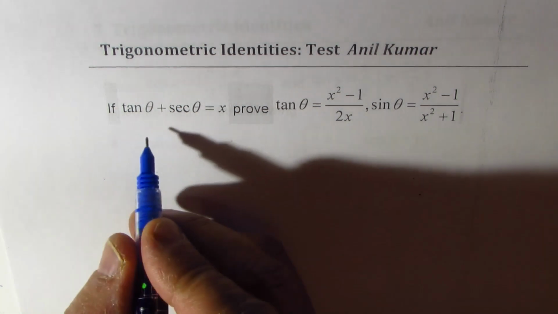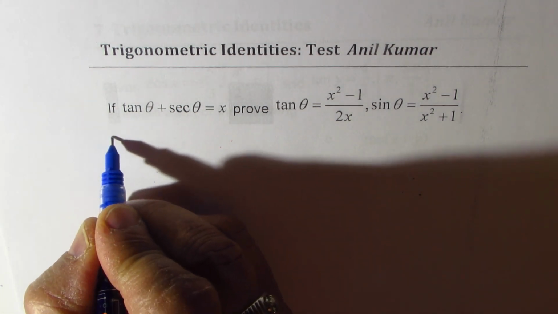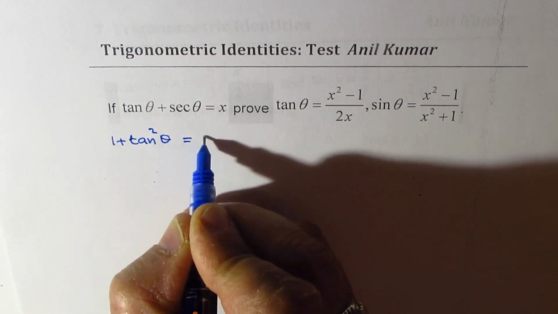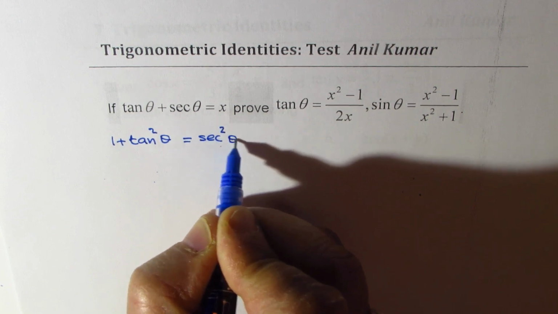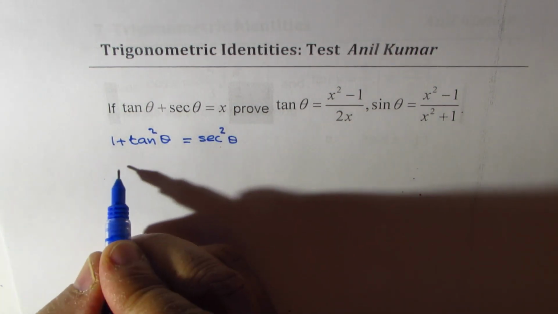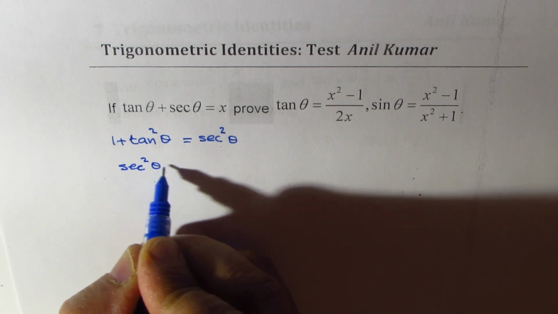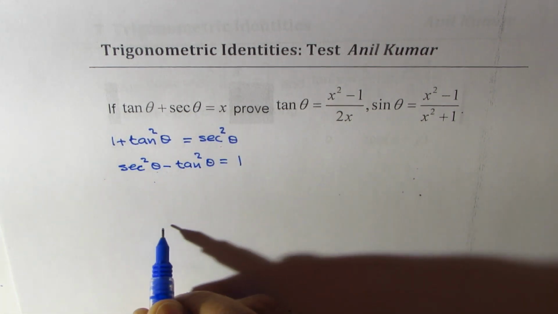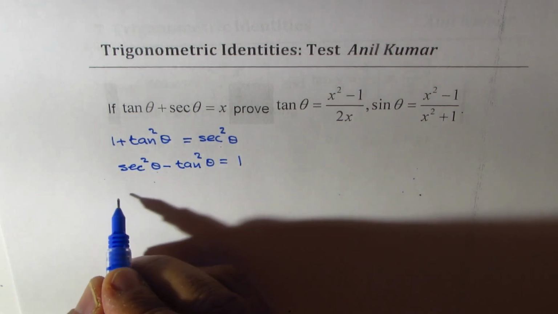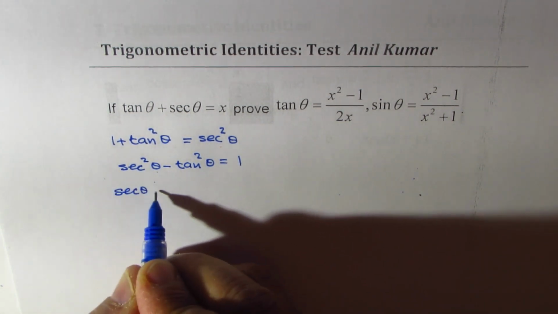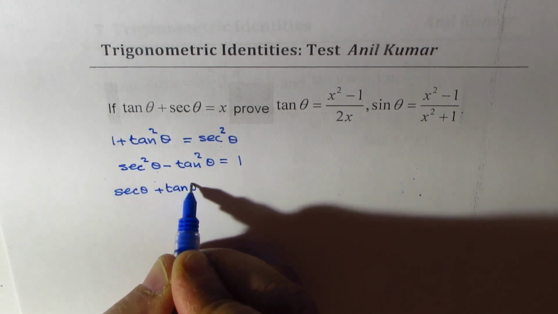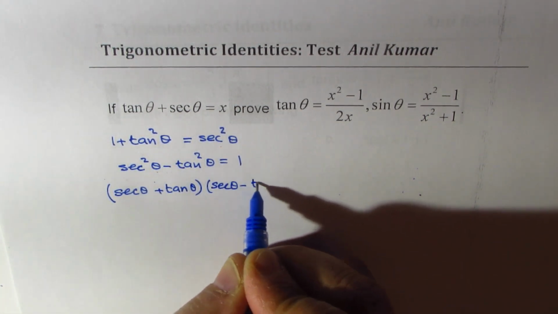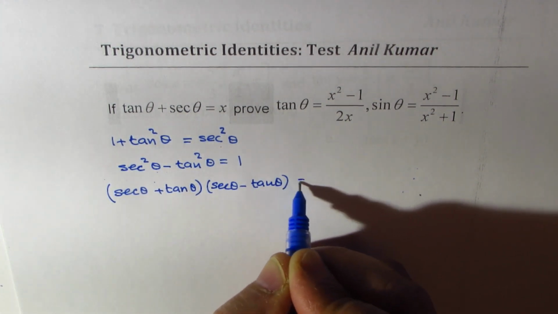Well, you remember one identity, which is 1 plus tan square theta equals secant square theta, right? So from here we could write secant square theta minus tan square theta is equal to 1. And this is kind of a difference of squares. So I could write this as secant theta plus tan theta times secant theta minus tan theta is also equal to 1.